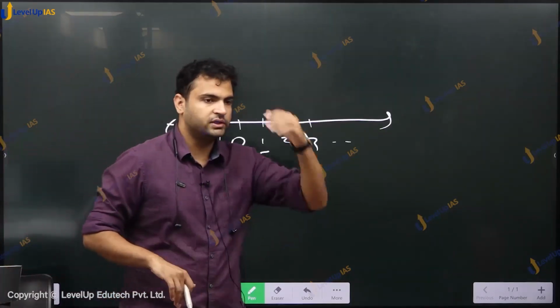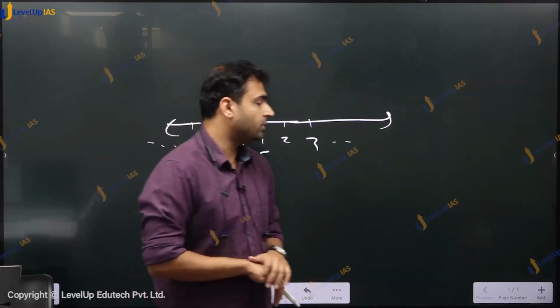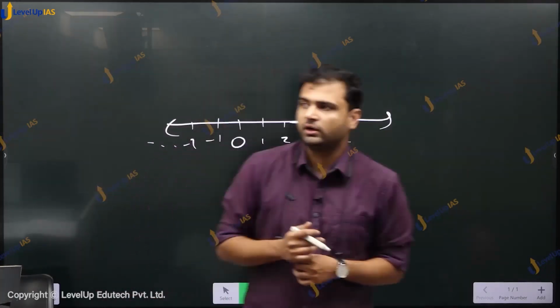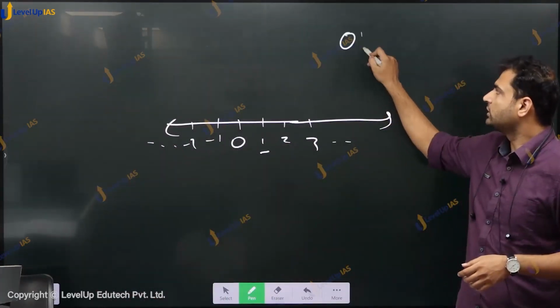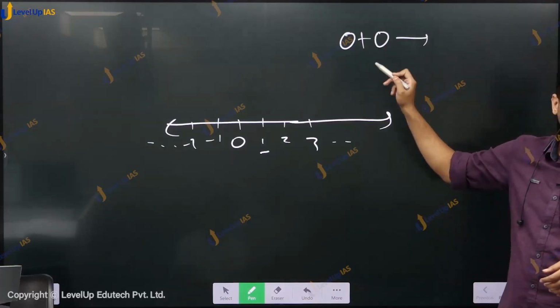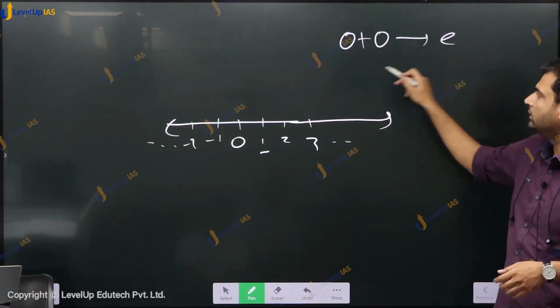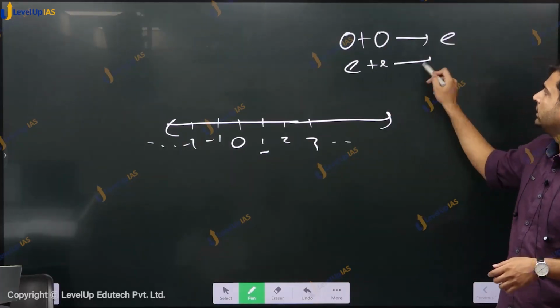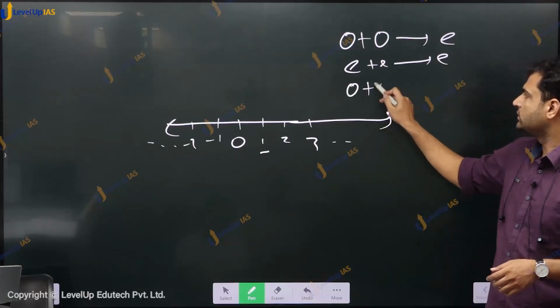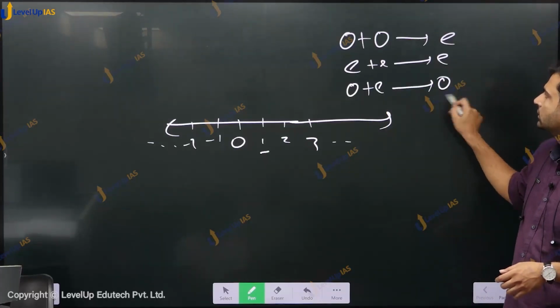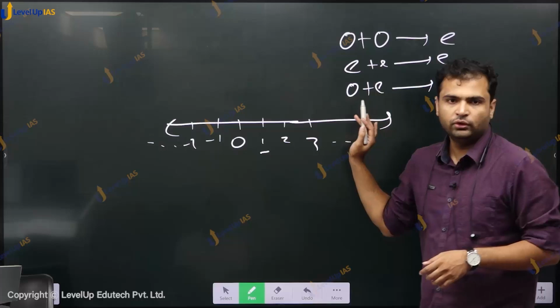Then what are the other properties? Some of the properties we saw. Addition of odd number and odd number: odd plus odd is even. Then even plus even, even. Then odd plus even, odd. We know these properties.